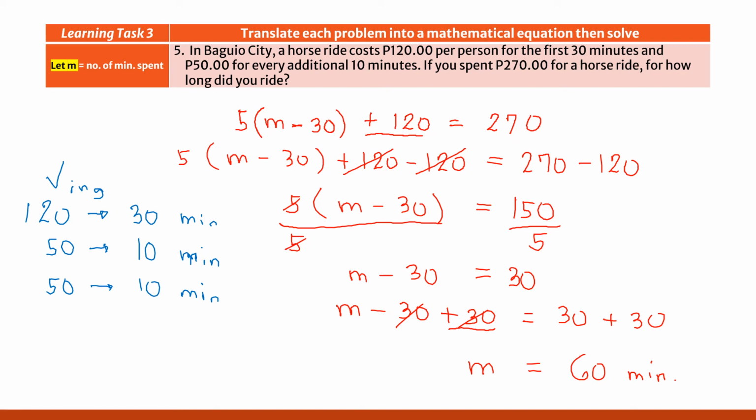Okay? Ilan na 'to? 30 plus 10, 40 plus 10, 50. And then lastly, another 10 minutes na pasarap ka pang mag-horse ride. So, nagbayad ka ulit ng panibagong 50 pesos.